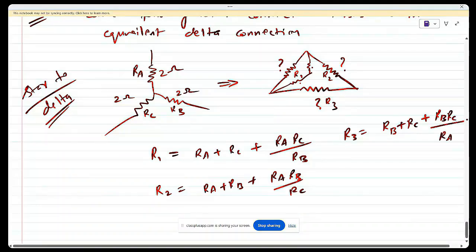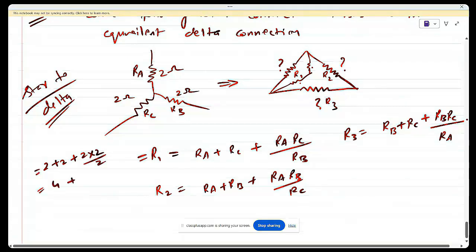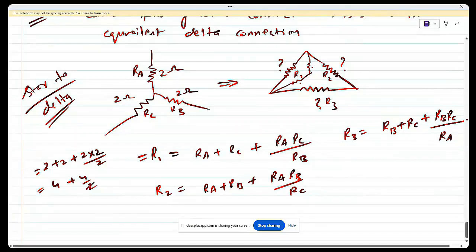So just put the values for any one. Let us calculate this R1. The value of RA, all the values are 2. So 2 plus 2 plus 2 into 2 upon 2. The result will be 2 plus 2 plus 4 by 2, so it is 4 plus 2, which is 6 ohm. All calculations will result in 6 ohm. This is 6 ohm, this is 6 ohm.